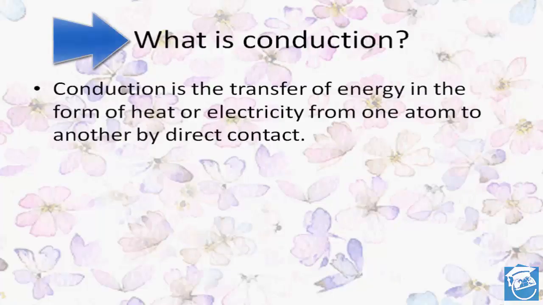So what is conduction? Well, conduction is the transfer of energy in the form of heat or electricity from one atom to another by direct contact. It occurs when temperature increases, the molecules start vibrating, and this vibration and movement pass the heat energy to the surrounding molecules. Or you can say that the vibration of free electrons, that is the valence electrons, occurs with a rapid movement which gives rise to electrical conductivity.